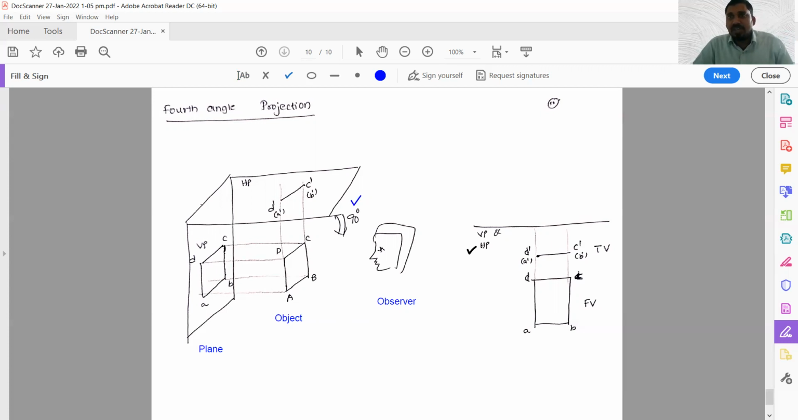Next class, we'll see the projections of different objects. First of all, we start with points. When a point is placed in these four quadrants, how the projections would be will be discussed in the next class. After points, we go through lines: when a line is placed in a particular quadrant, how the projection would be. How a plane is placed in a particular quadrant, how the projection would be. After planes, we'll go to solids. When a solid is placed, how the projections would be, we'll see in coming classes. So next class, we'll discuss projection of points. We'll put a point in different quadrants and see how the projections would be.